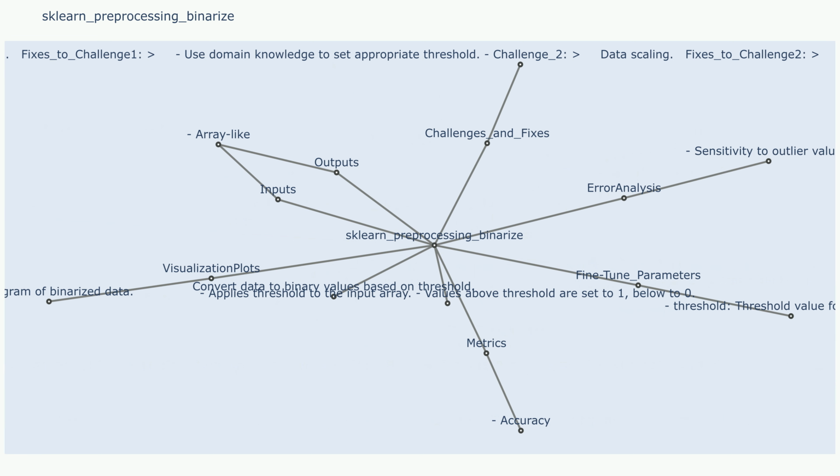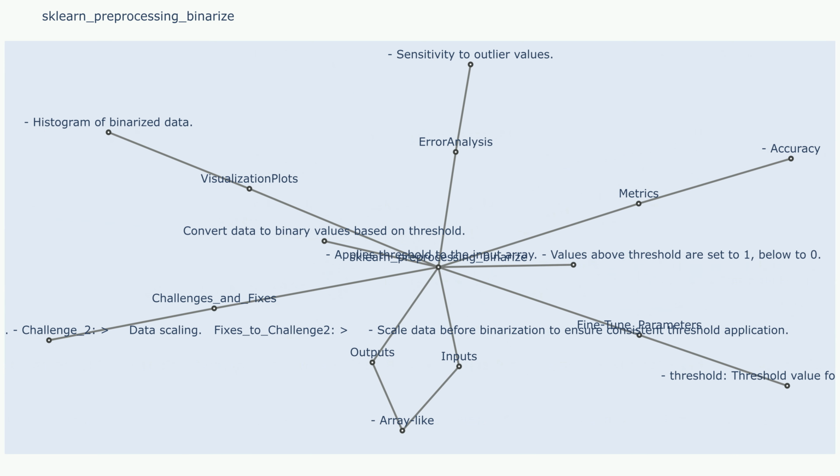Threshold: float, default 0.0. Feature values below or equal to this threshold are replaced by 0, above it by 1. Outputs: X_binarized, ND array or sparse matrix. Shape: n_samples, n_features.